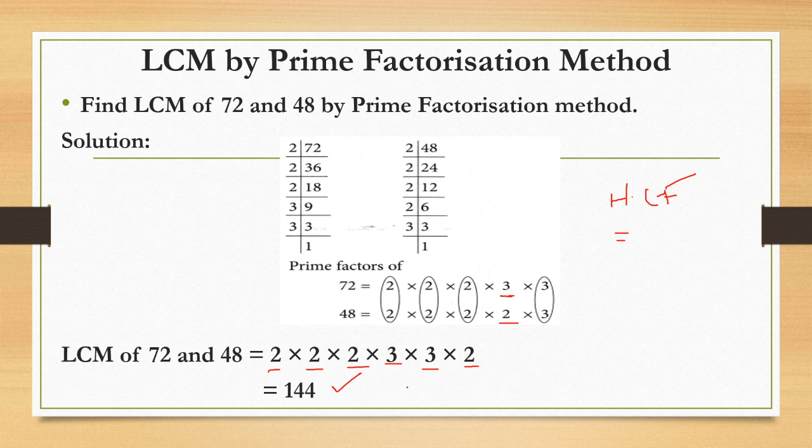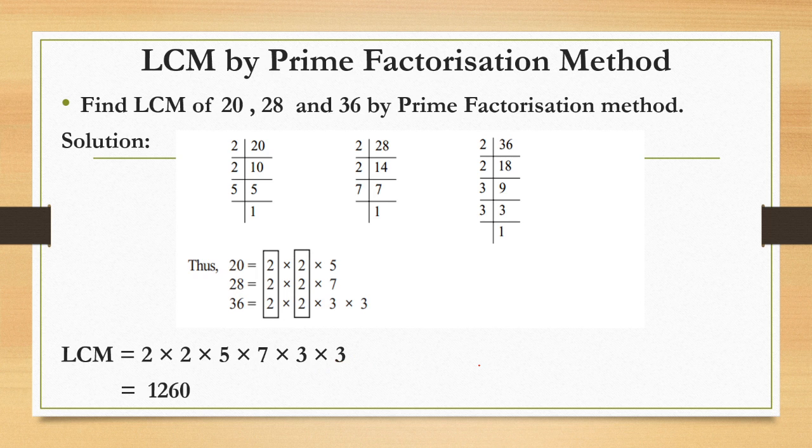In HCF you write only the common factors in multiplication, but in LCM first we write the common factors in multiplication, and then we write the left values also in multiplication. Let me show you one more example.